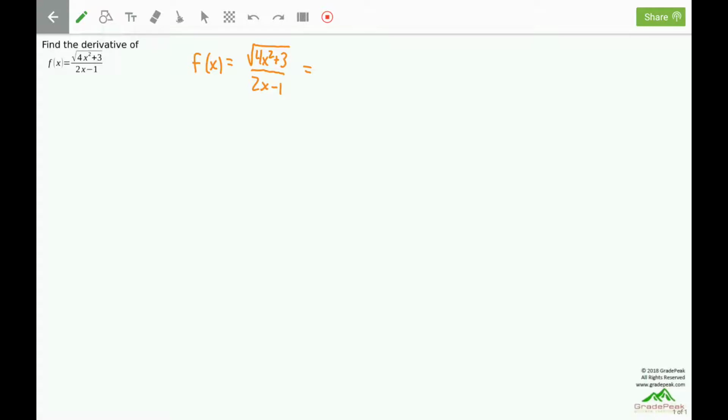But before I do that, let's rewrite that numerator as a fractional exponent. That's 4x squared plus 3 to the first power second root, so 1/2 power. We'll leave the denominator as is. The derivative f prime of x will start with the quotient rule.